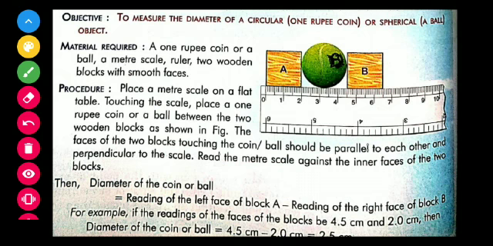Next is the activity to measure the diameter of a circular or spherical object. How to measure the diameter of a circular or spherical object? The diameter is equal to the reading of the left side of block B minus the reading of the right side of block A. The difference between the two readings gives the diameter of the spherical body.